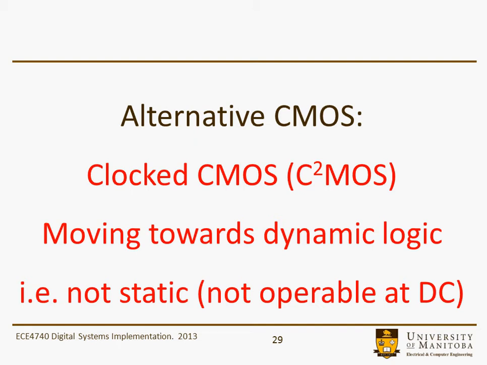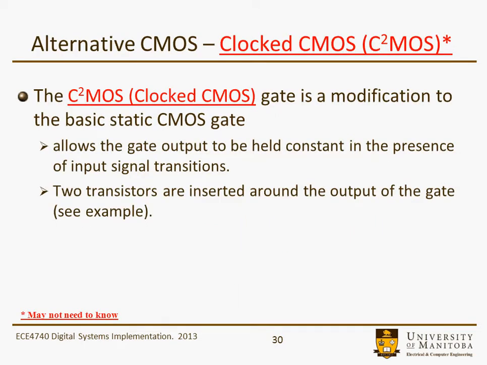Continue with some alternatives to CMOS. This first one we'll look at is called clocked CMOS, or C-squared MOS. Basically we're moving toward a dynamic logic, and that means it's not static, which basically means it's not operable at DC. So you need a clock for these circuits.